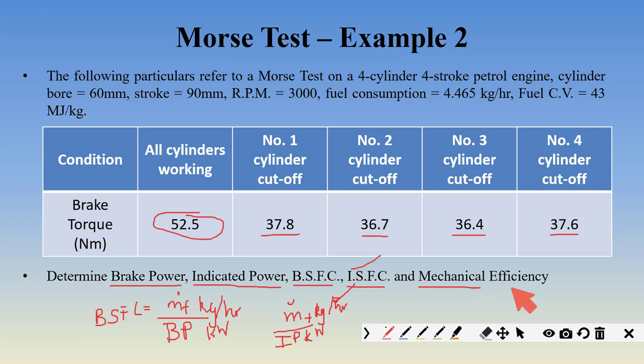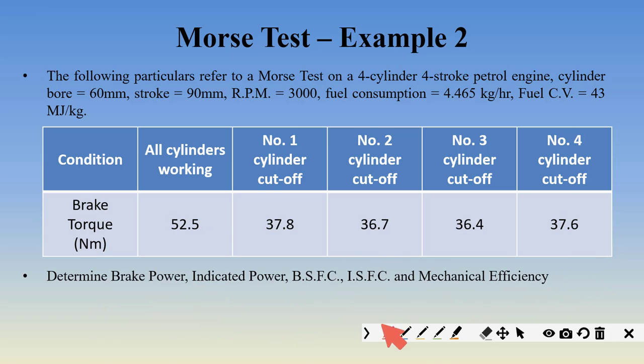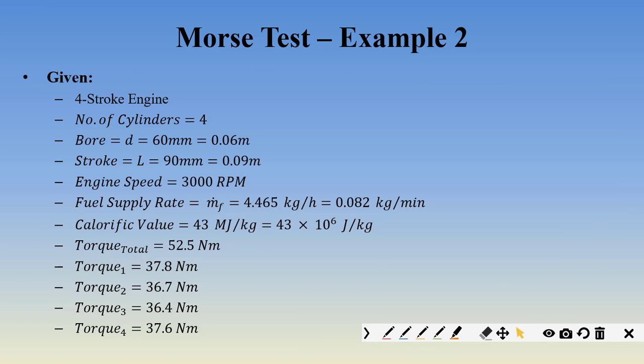And the last thing they have asked us to find is the mechanical efficiency. Mechanical efficiency is brake power divided by indicated power. So these are the things that we have to find in this sum. So let us look at how we will proceed. First of all, we have the given data. What is the given data?